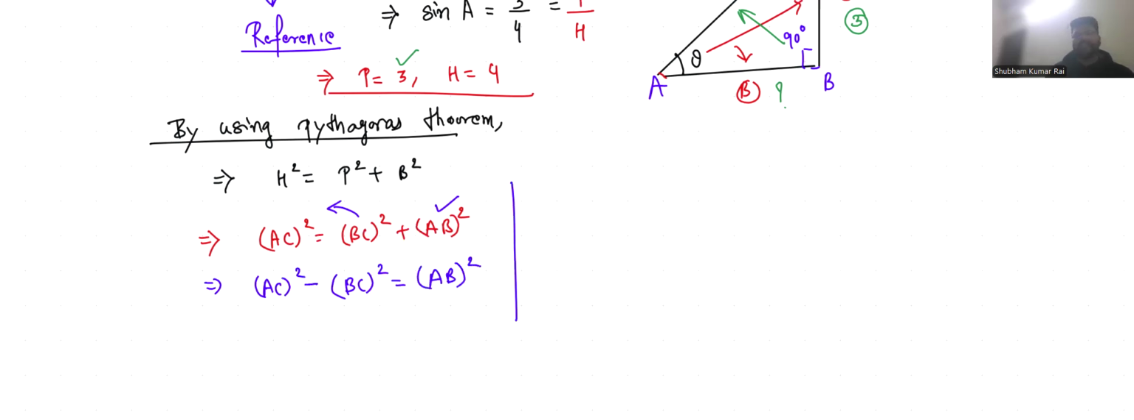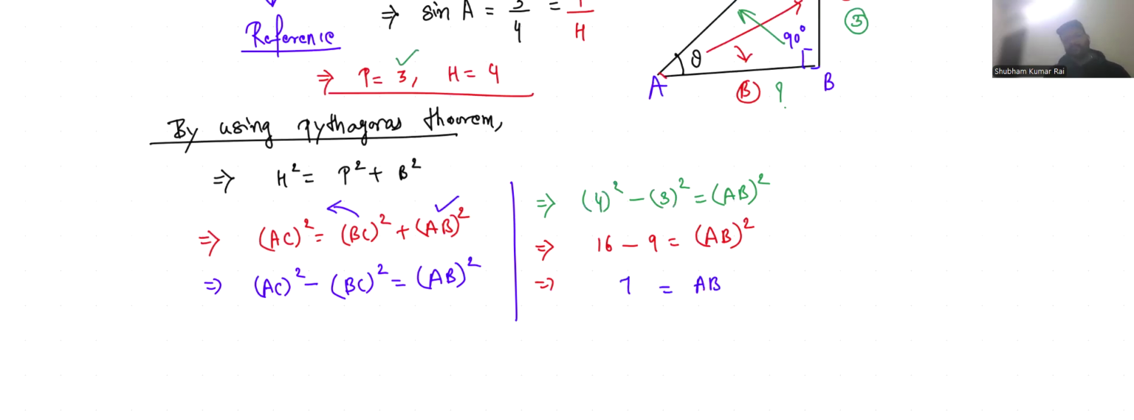So if we just substitute the value, AC is what? It is 4. What is the value of BC? That is 3. And what is the value of AB? That we do not have, right? So if we move further, here you can see that 4 square is 16 and 3 square is 9. If we do the subtraction, 16 minus 9 is what? Just calculate it. That is 7, right? That is AB square.